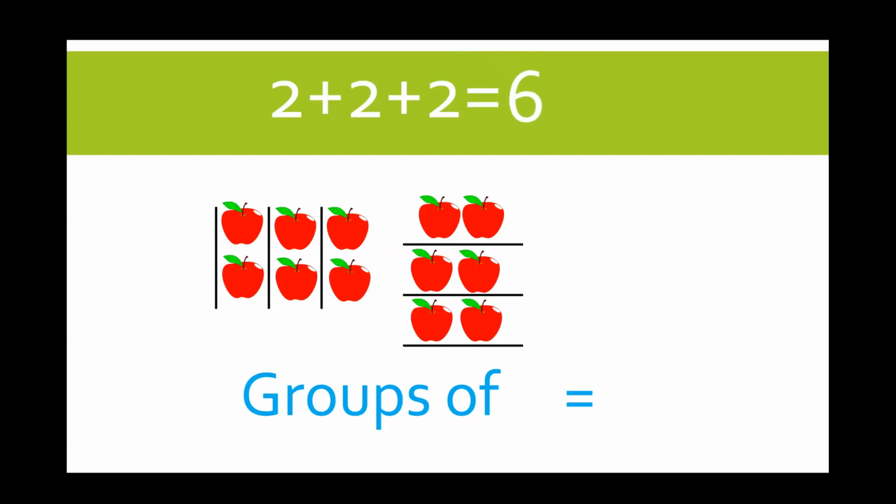Now let's write how many groups of how many equal blank. So we have, looking at our columns and looking at our rows, we have 3 columns and we have 3 rows. So that means we have 3 groups. How many are in each group? How many in each column? How many are in each row? We have 2. So 3 groups of 2 equals 6.